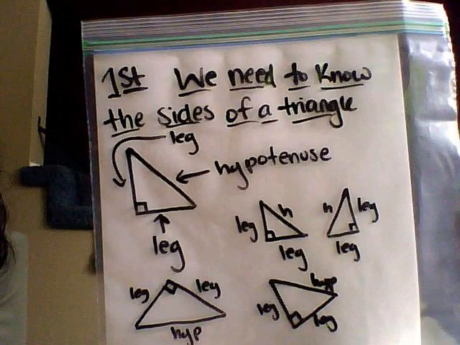First, we need to know the sides of a triangle and label them. In a right triangle, the two shortest sides are the legs. The longest side, which is opposite the right angle, is the hypotenuse.